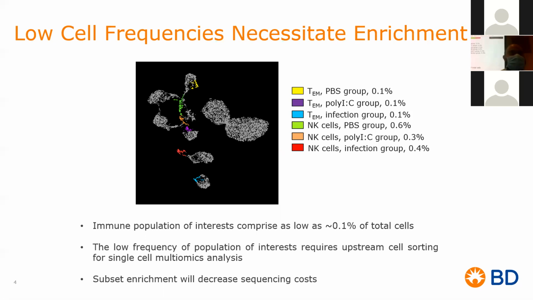So why would you want to do this? Well, one, your subset enrichment is going to decrease your sequencing costs. Because in multiomics, we're going to be doing it through our platform, which is the Rhapsody, where you're basically sequencing every single cell for number of reads per transcript. But if you enrich, and this is done through labeling and also sorting, then you're able to reduce those costs and also increase your resolution.